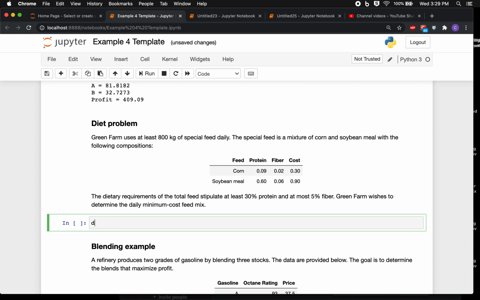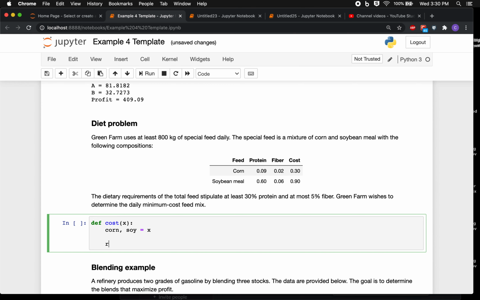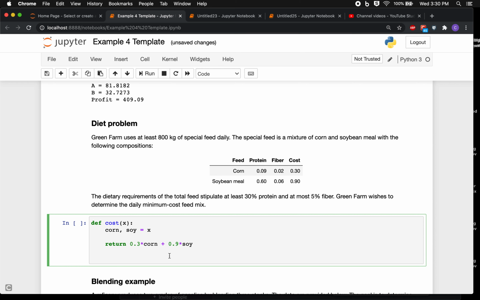So we'll start off with the cost. So we'll define the cost. Again, I have two variables here. So I'm going to have corn and soy, which I'm going to unpack from the x. And then my cost, and since this is going to be easy since I'm just doing a minimization, it's just going to be 0.3 times corn plus 0.9 times our soybean oil. So that's kind of our minimizing our cost, and this is what we're going to minimize.